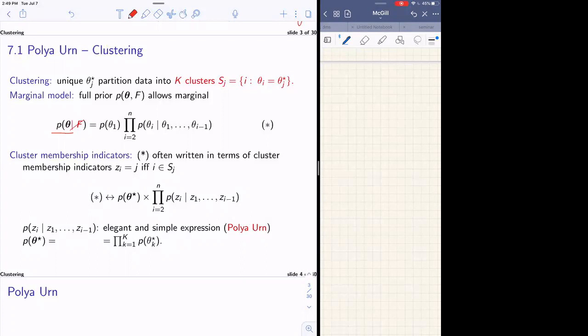Already yesterday, we said we are going to represent the marginal distribution of the thetas. Instead of talking about the thetas, remember I told you, totally equivalent, I can tell you about the theta stars and the set. It turns out the prior on the theta stars is as simple as it gets. The prior on the theta stars is just IID from the base measure.